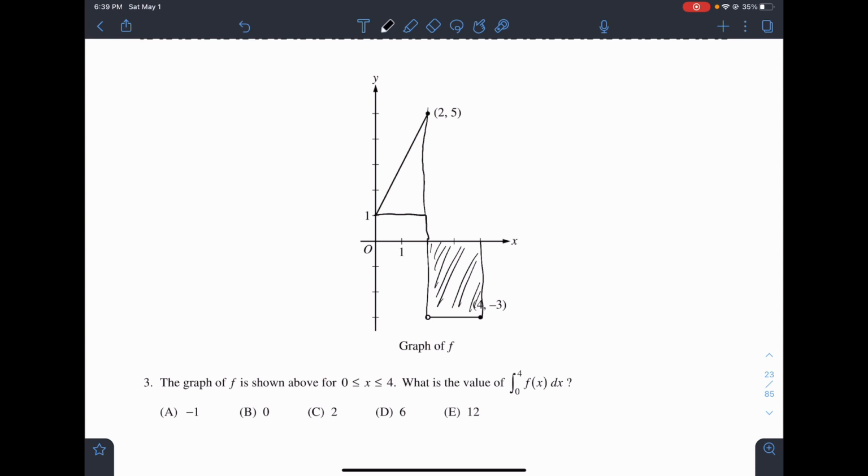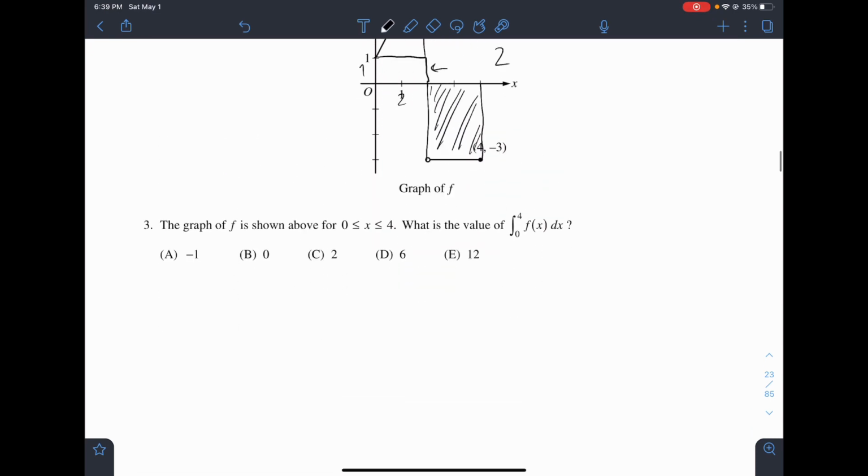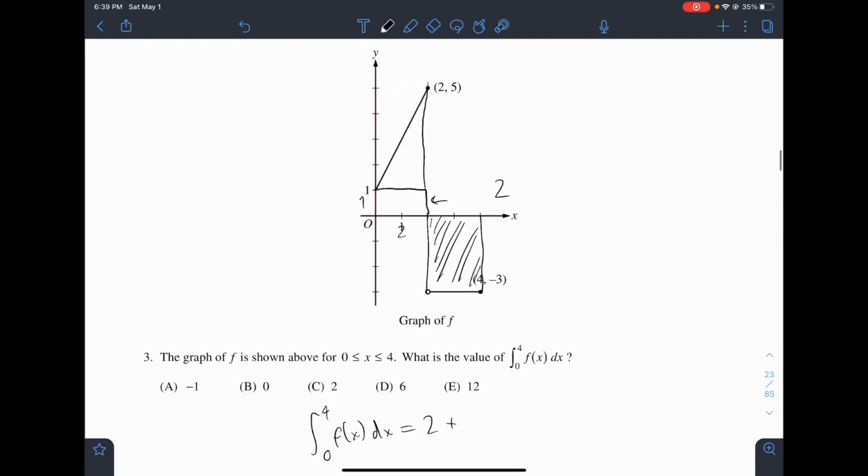So this area right here is just a 2 by 1 rectangle. So this part is 2. So let's write this down here. Integral from 0 to 4 of f of x dx equals 2 plus, and then we have this triangle with a base of 2, and this height goes from 1 to 5, so it's a height of 4. And so we multiply the base times height and divide it by 2. That's 8 divided by 2, so this triangle's area is 4.